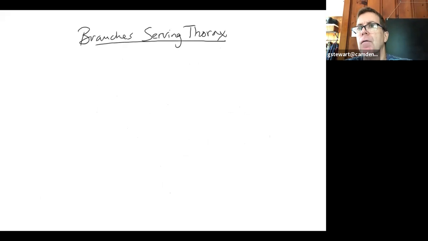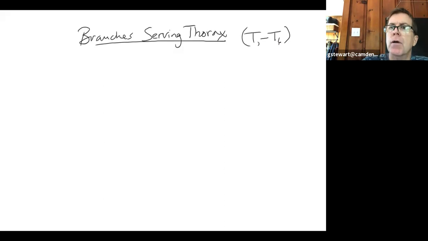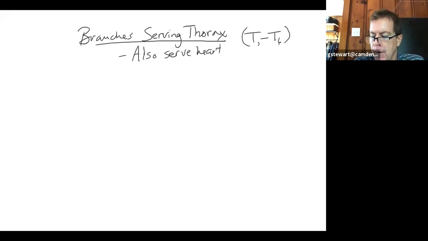These, I'm just going to write, largely come off the same region, but go T1 all the way down to like T10 area. Not that far, I don't think. Like T6. These are going to serve all the organs in our chest. Here's what they do. So these also serve the heart, like some of the upper fibers.